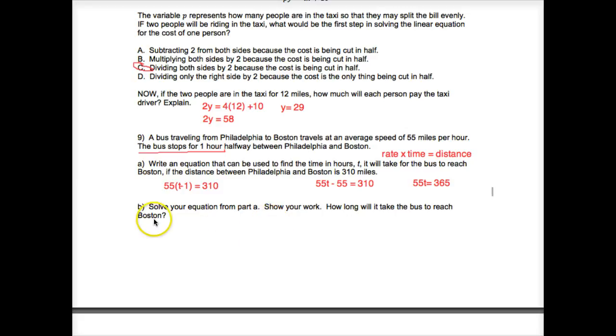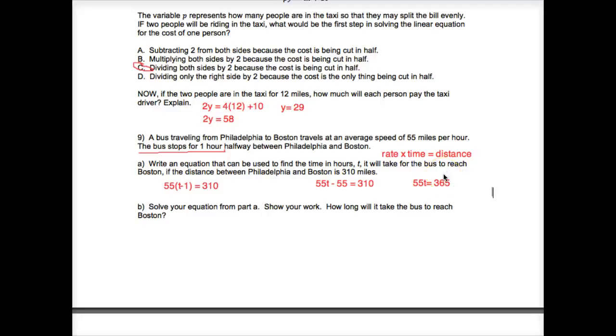So part B, solve your equation from part A, show your work. Actually these "or equivalent" are steps in the process to solving, because the first thing that we would do when solving this is distribute the 55, which would give us this step right here. The next thing that we would do would be to add 55 to both sides, which gives us this 55t equals 365.